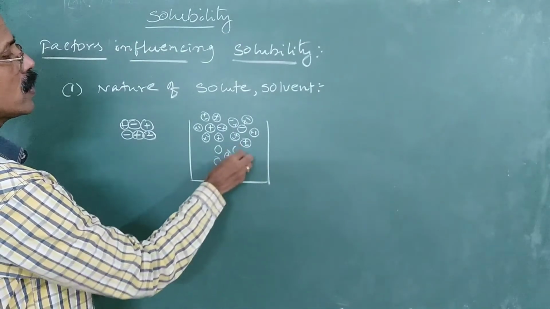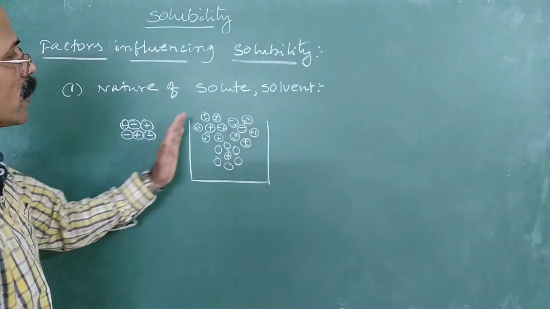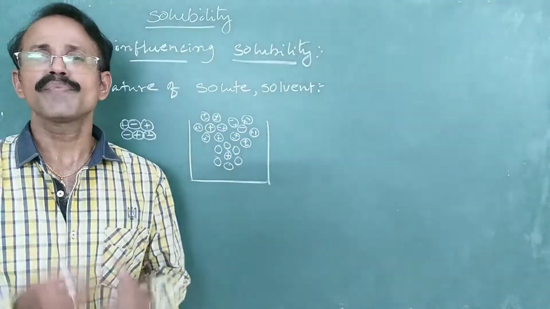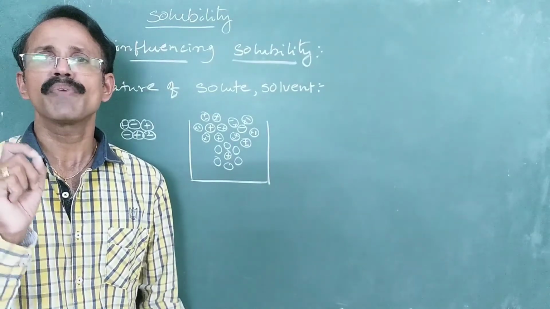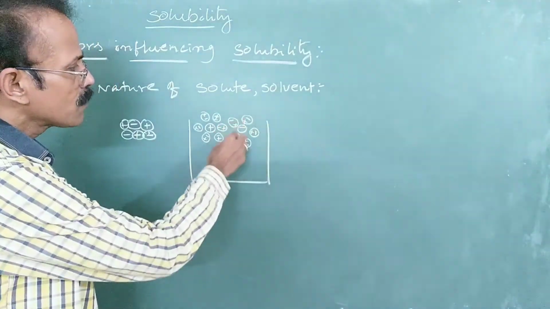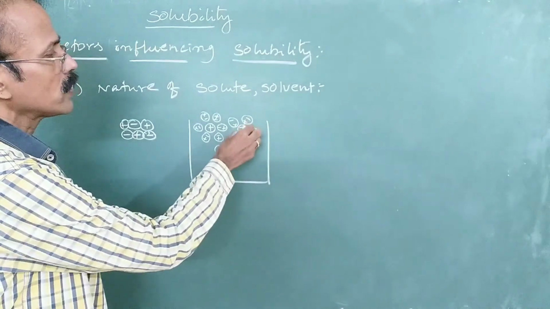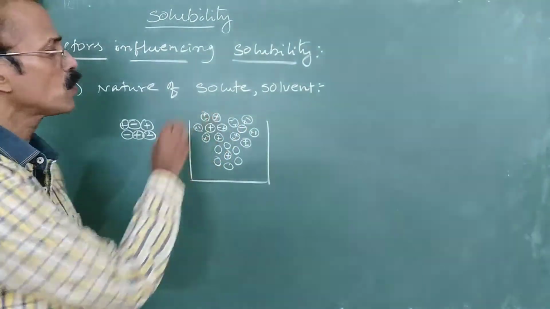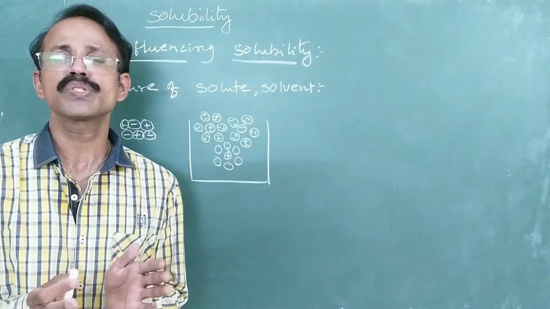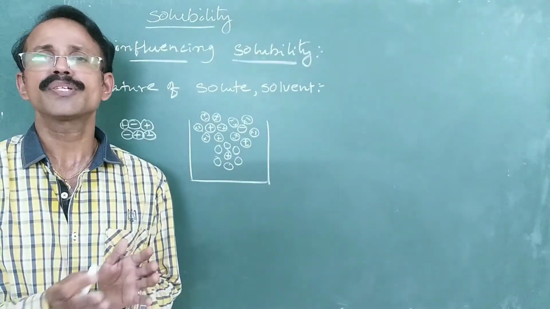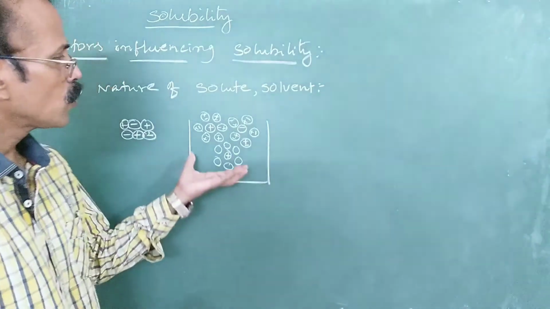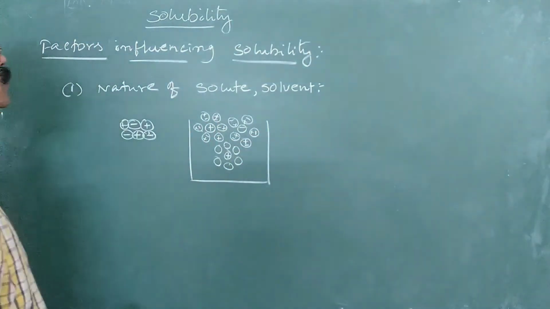Now the ions are separated by water molecules, and the attractive forces between positive and negative ions are prevented by a layer of water molecules around each ion. So this ion is surrounded by water molecules, and this is also surrounded by water molecules. Now the attractive forces will vanish between the ions, so that a homogeneous mixture is formed like this, right?